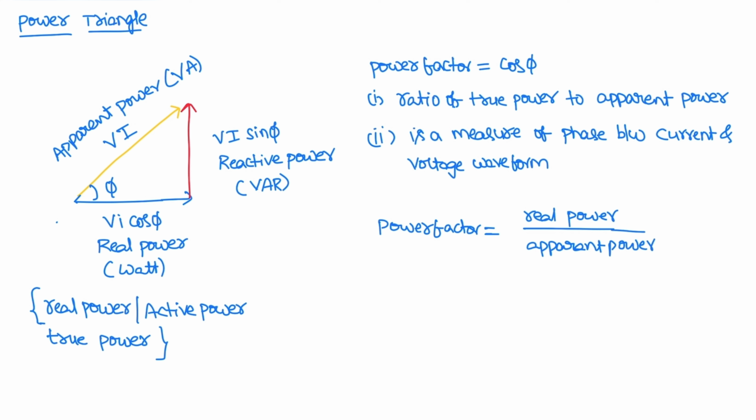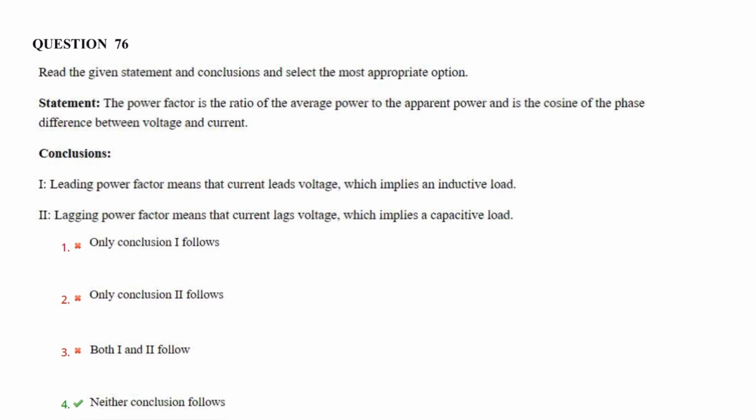Power factor is a measure of phase between current and voltage waveforms. So an inductor or inductive load has a lagging power factor. Inductive load means lagging power factor. Lagging power factor means that current lags behind the voltage, or voltage leads the current.